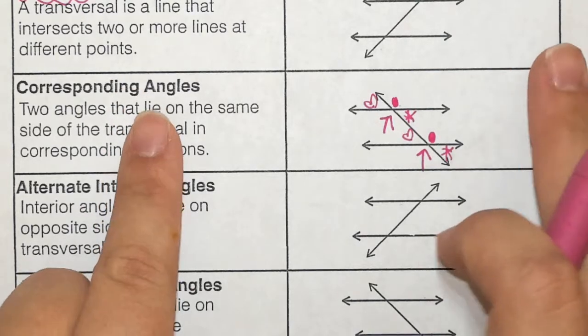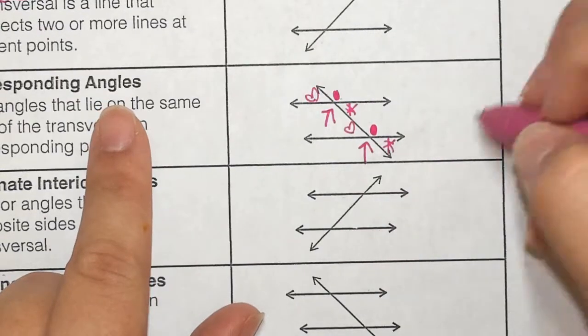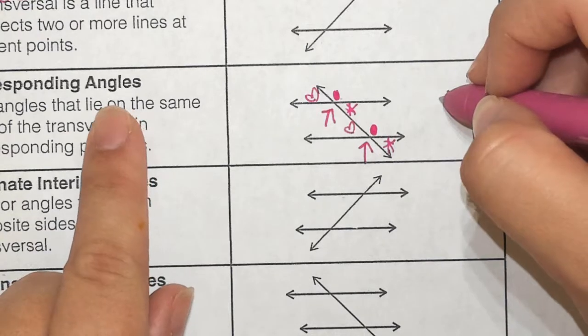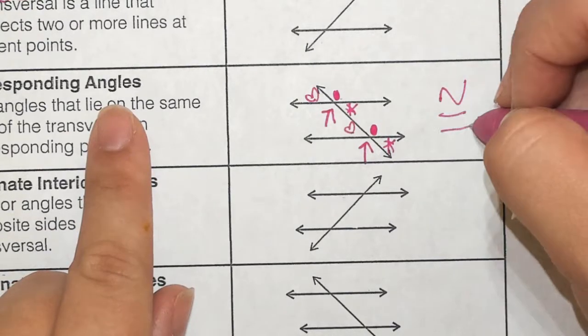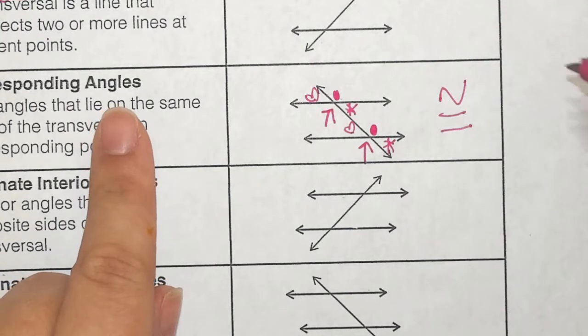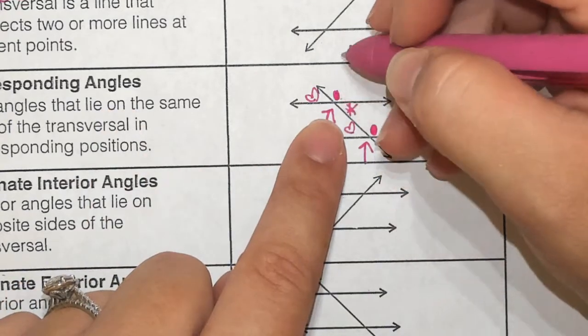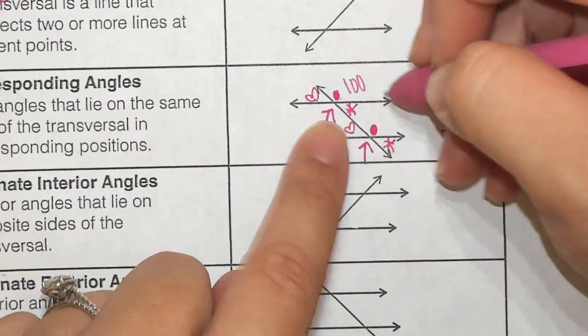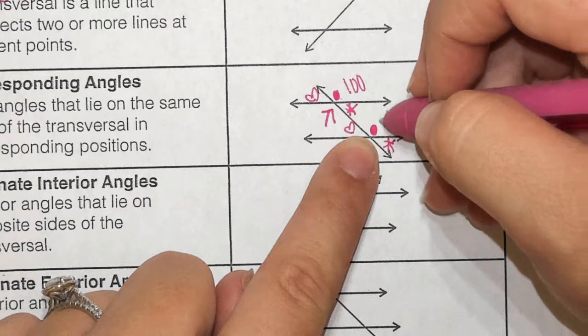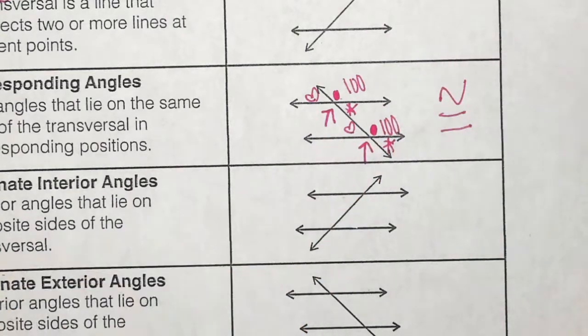Well, what is that supposed to mean? Why do we need to know that? Corresponding angles are always the same. So if this circle right here is 100 degrees, what's this circle? They're the same. That's why you need to know that. They still do ACT questions where they'll give you the measure of one, and if you know the rules, you can find all the rest of them.